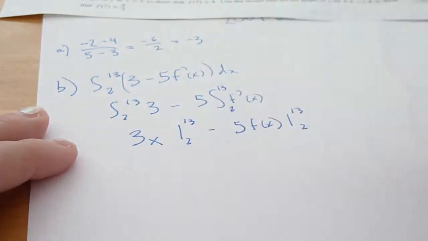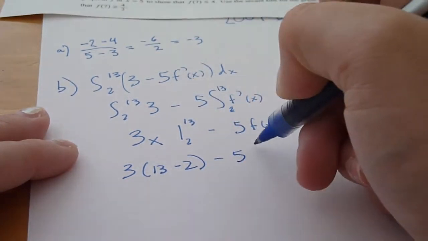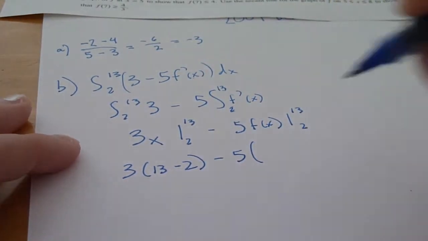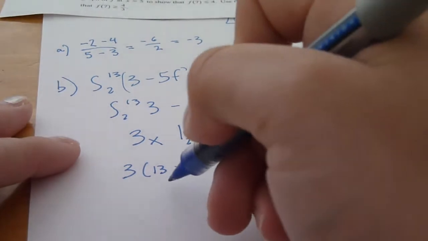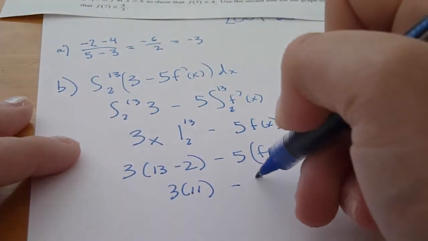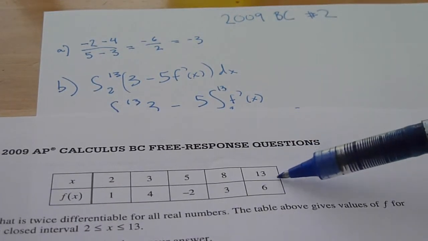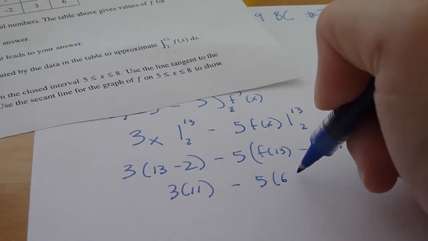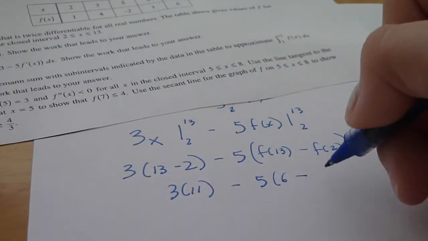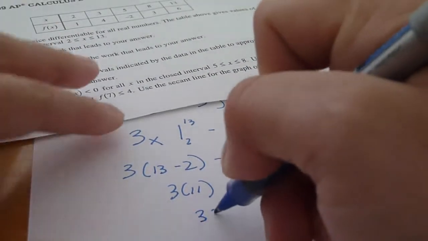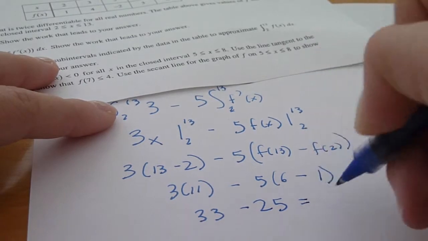So we can just plug and chug at this point. 3 times 13 minus 2, minus 5 times f of 13 minus f of 2. So 3 times 11 minus 5 times f of 13. We're given that point, so we look at 13, f of x is equal to 6. And then for f of 2, find our 2, f of x is equal to 1. So basically 33 minus 25, and that will give us 8.